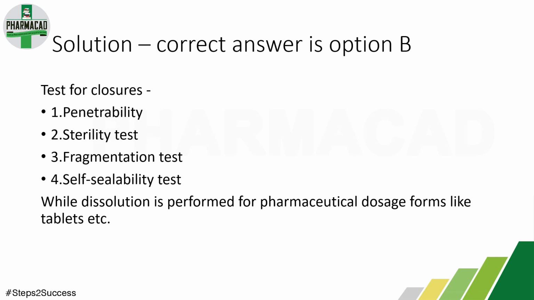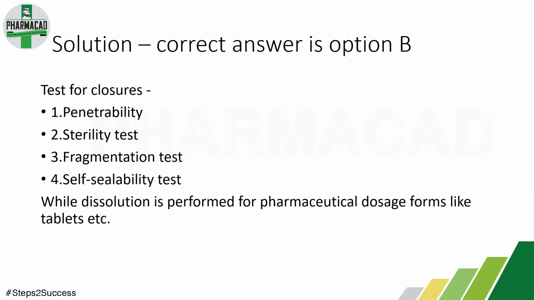Tests for closures include penetrability, where we check whether the product is penetrating through the closure, so there can be a chance of leaking. Second, the sterility test, meaning the closures we are going to use should be sterile so that they do not affect our pharmaceutical product.